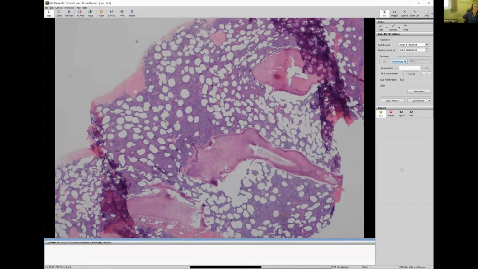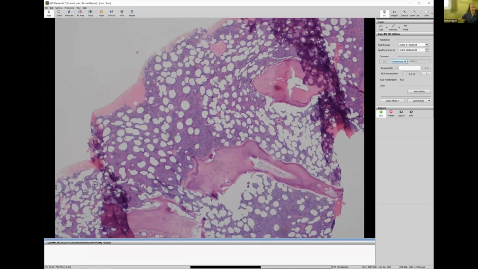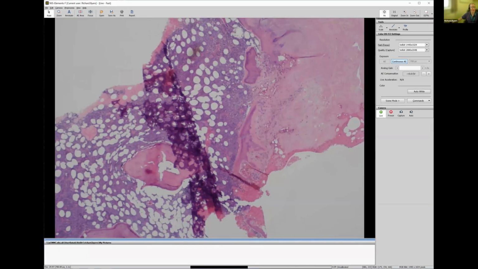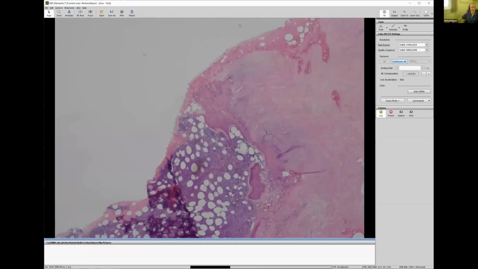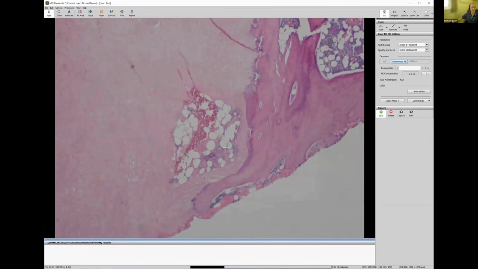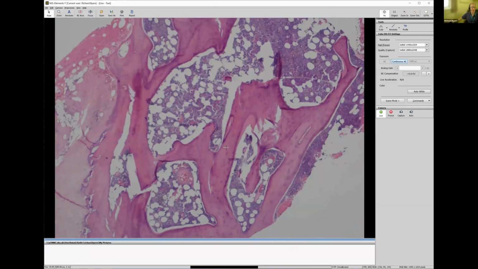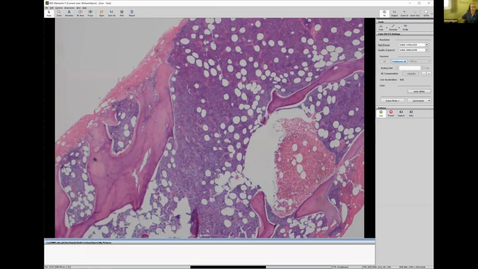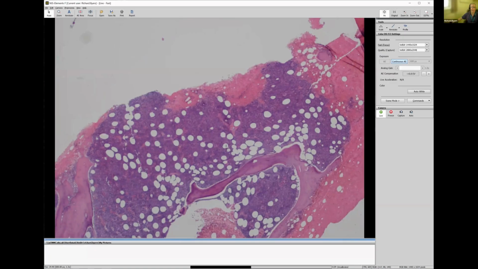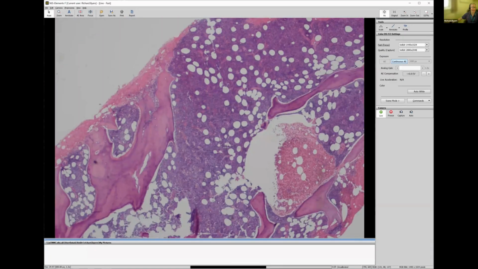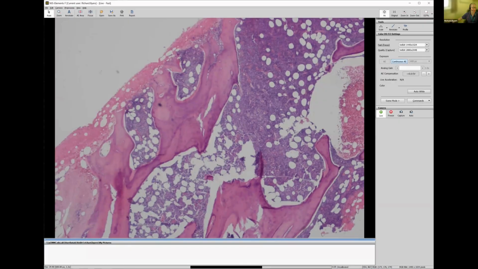And lots of areas of loss of fat spaces with filling in of the marrow. And certainly in this area here, loss of paratrabecular fat spaces. And up here, it's really quite cellular, particularly in this area here. But the cellularity isn't increased everywhere. There are some areas which are a little more normal.